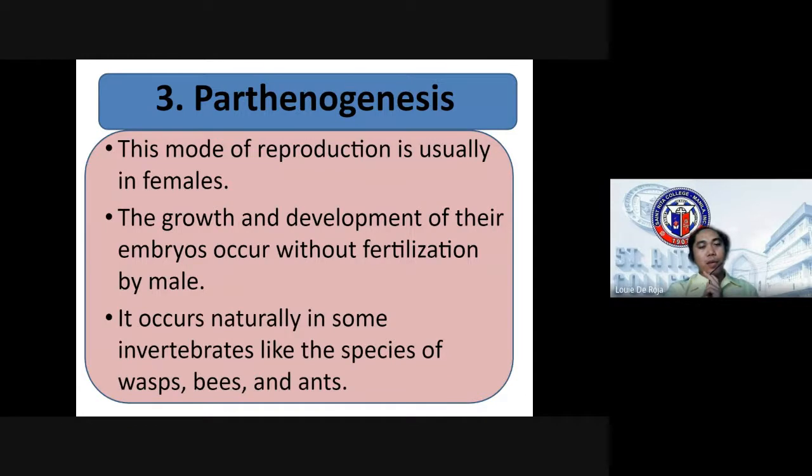So, kaya nila mag-reproduce kahit wala silang male or mate or partner. It occurs naturally in some invertebrates like the species of wasp, bees, and ants. Bakit nangyayari yon? Sa distance, kung malayo yung kanyang kapareha or nasa ibang colony or ibang place at kinakailangan na niya mag-reproduce, ito yung gagawin niya, parthenogenesis. Magle-lay eggs na siya.